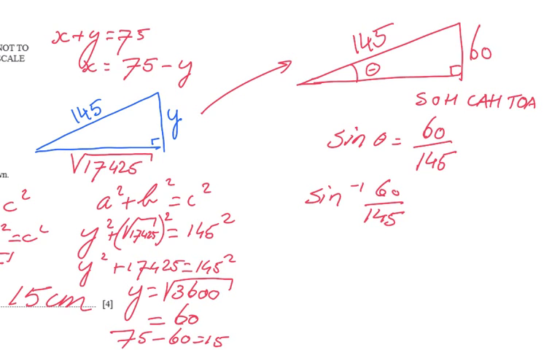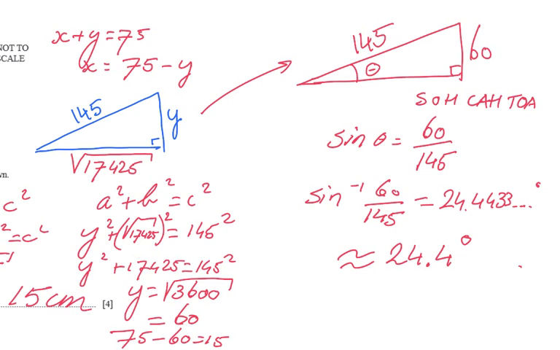So shift sine 60 over 145. Which will be 24.4433 and some more decimals degrees. And you round that to one decimal place for angles. So 24 points, and then you have a proper look. It's a 4. Does it stay a 4 or does it go to a 5? That depends on the next, and that's less than a 5, so it stays a 4, 24.4 degrees.